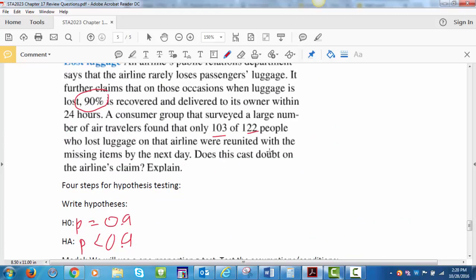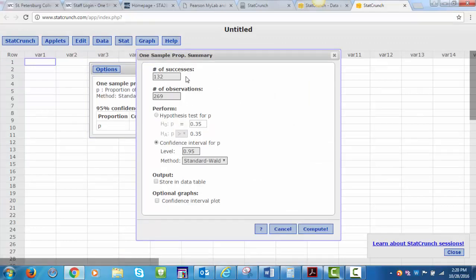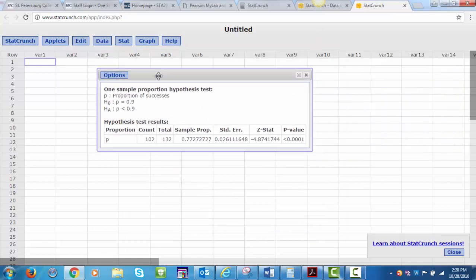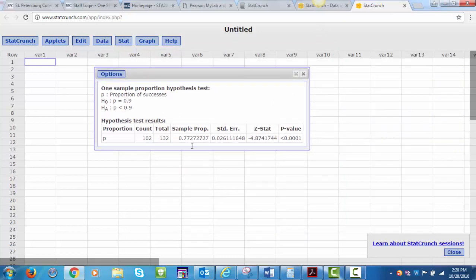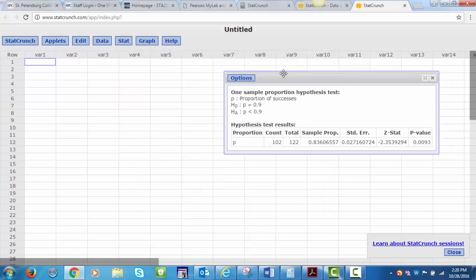It's going to be 103 out of 122. So let's go back over. I'll just go ahead and edit the window I have here. So I have 102 out of 132, and we're doing a hypothesis test, and we were testing that it was equal to 0.9 versus, and I want to go less than this time. Compute, and what do I get? Here's my point estimate. Oh, hold on a second, something's wrong there. Oh, you know what, it's 122, it's not 132. Let me edit. This was 122. There we go, that's better.